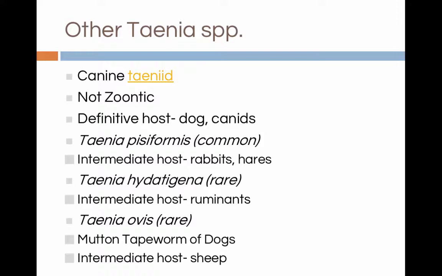Mutton is what we would call any sheep that we eat that's over the age of 1. When we eat lamb, that's baby sheep, okay? Just like veal is baby cow that we eat. So mutton is the meat after the animal has matured, so to say. So it's no longer a baby. The meat's usually a little bit tougher. So this is known as the mutton tapeworm of dogs, and the intermediate host is, of course, a sheep.